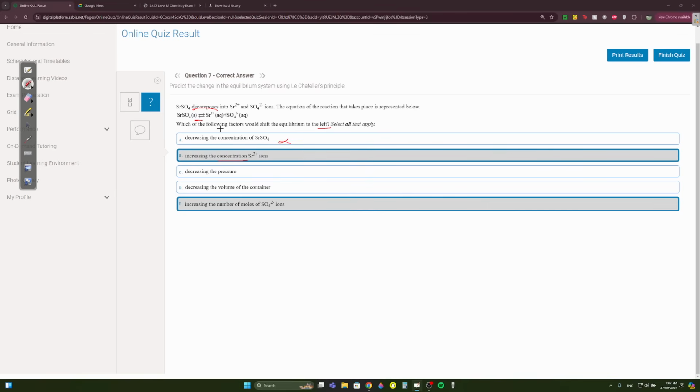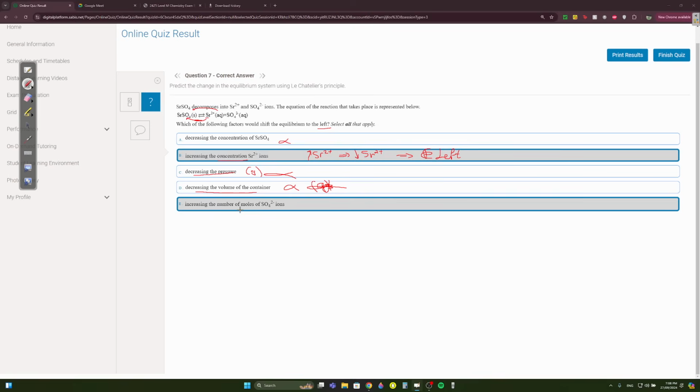If you increase the concentration of Sr2+, increasing the concentration means the system wants to decrease the concentration of Sr2+. So it's going to move away from Sr2+ to decrease it, so it's going to go to the left, right? Let me finish this question. If you decrease the pressure, that only matters when you have gases. Do I have gases? No. Decreasing the volume is the same as increasing pressure. It's wrong because we don't have gases.